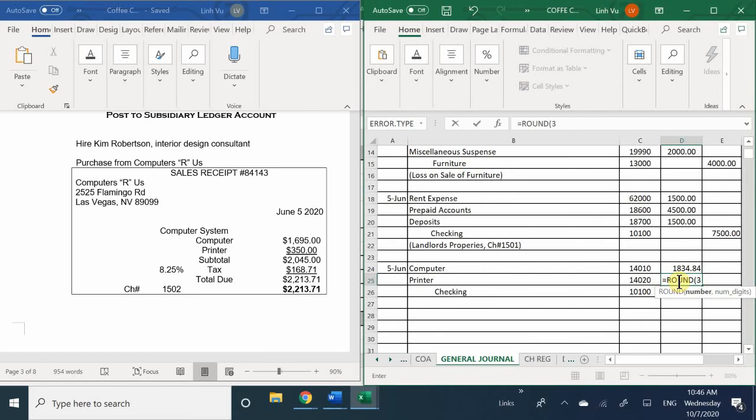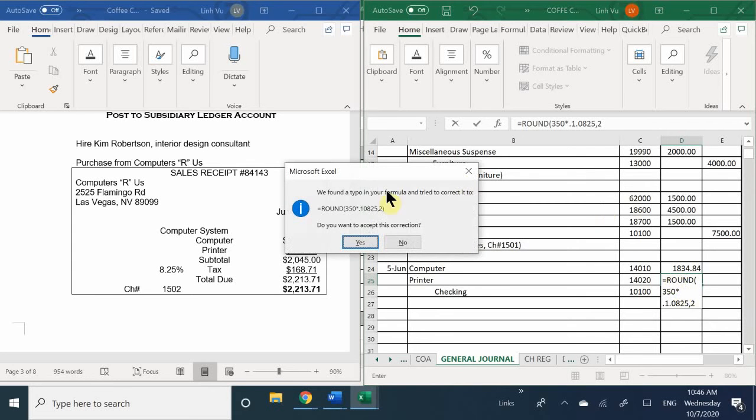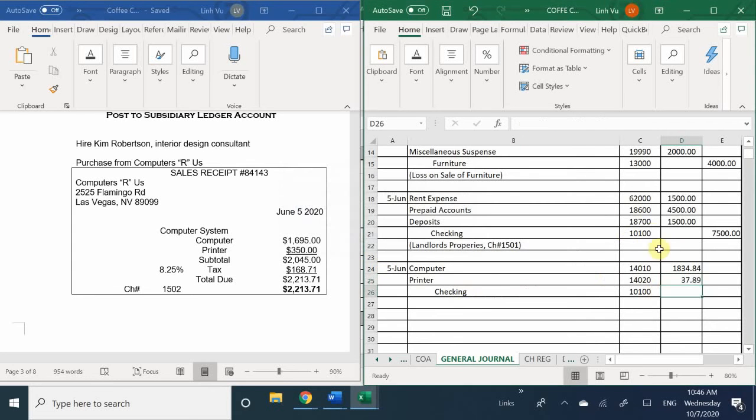And then I'm going to do the same thing here, except it's going to be equal round, right? We're going to do $350 times the 1.0825, comma, 2 decimal places. Oh, I think I forgot to multiply. Okay, so equal round, the 350 times the 1.0825, comma, 2 decimal places to get me to this number.